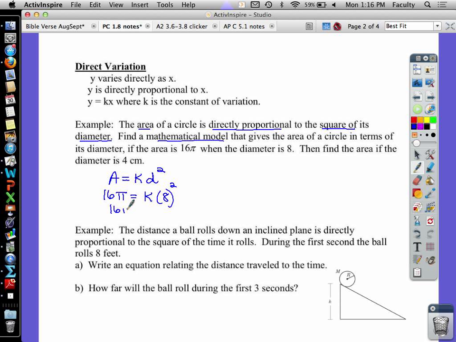So this is 16 pi equals 64k. And I don't want you to give me a decimal here. We're going to leave pi in our answer because 16 goes into 64 4 times. So k is pi over 4.